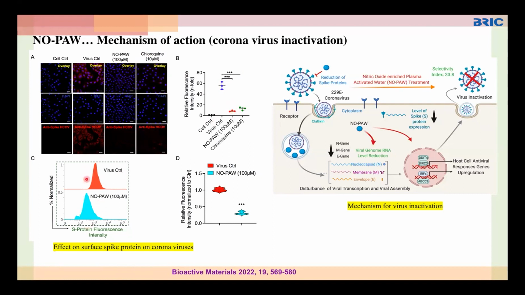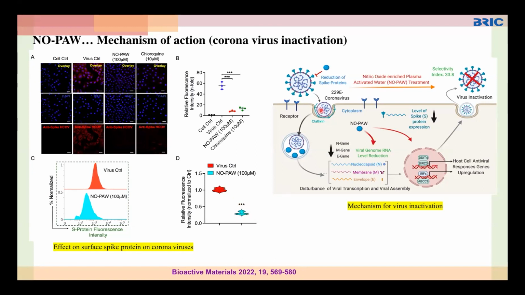And we also checked this data by flow cytometer. So you can see here, this is the virus S protein control, and this is treatment by a 100 micromolar dose of NO-PAW. So it is reduced. This fluorescence shows the S protein. On the x-axis, you can see the S protein fluorescence intensity. This intensity is decreasing after treatment with NO-PAW, and this is the graphical representation of this flow cytometer data. You can see, as compared to virus control, NO-PAW is reducing virus S protein very significantly.